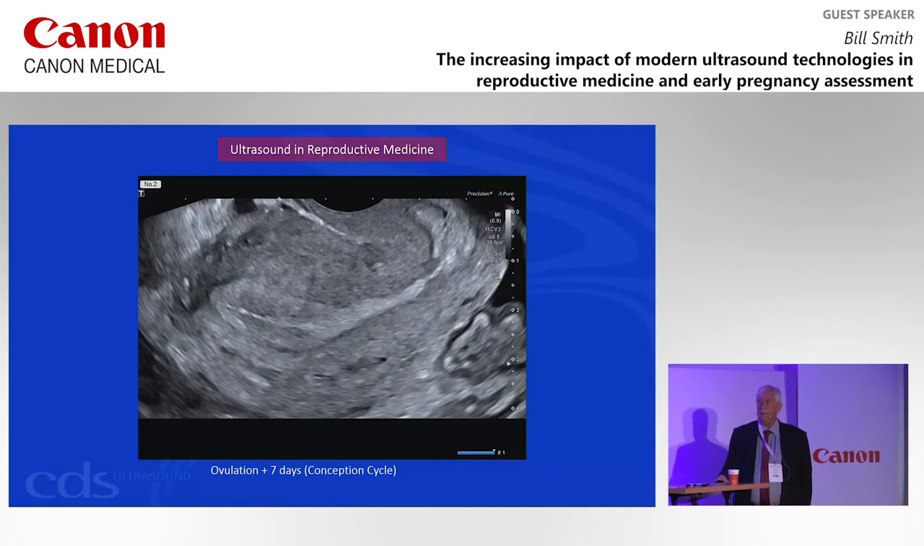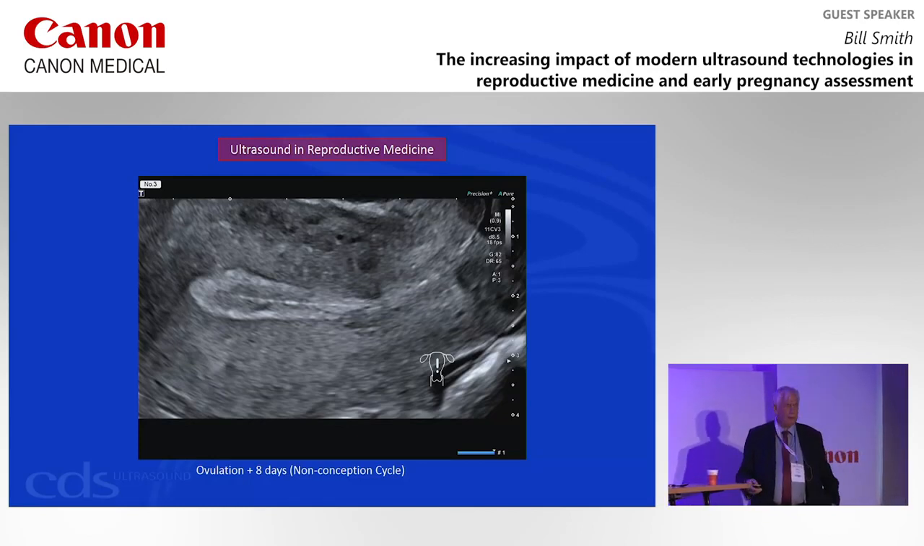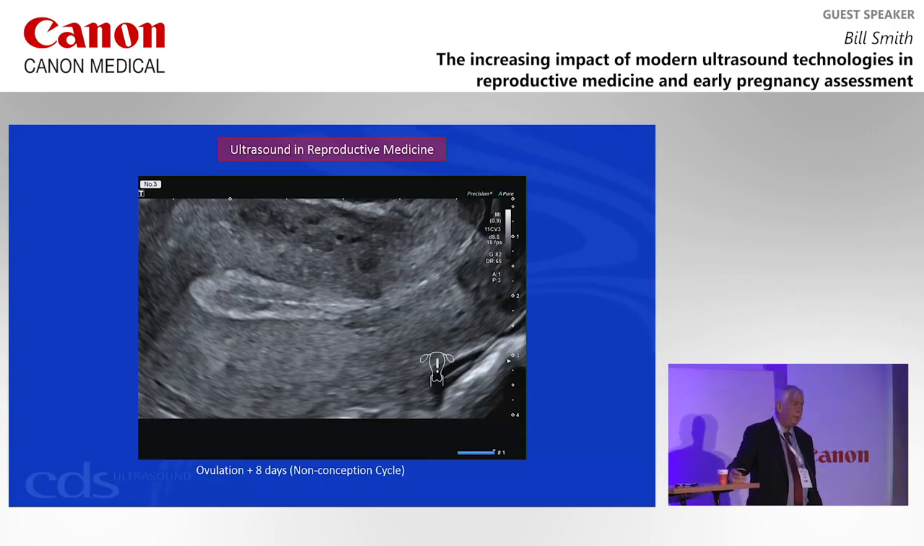And this is the endometrium, 7 days after ovulation in a conception cycle. And we can compare that with a non-conception cycle where you can see the endometrium is beginning to break down 8 days after ovulation. The endometrium breaks down from the superficial surfaces towards the basal region. So we can actually tell which cycles might well be conception cycles very early on, and certainly we can confirm which cycles are going to be non-conception cycles very early on.